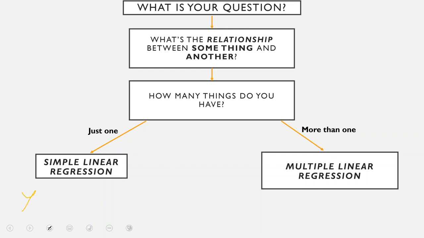So let me actually just write this out. Y equals beta naught plus beta 1 x1, and that's it. For multiple linear regression, you get y equals beta naught plus beta 1 x1 plus, and then all the way out to beta k xk. So you can have a ton. You can have as many as you want.